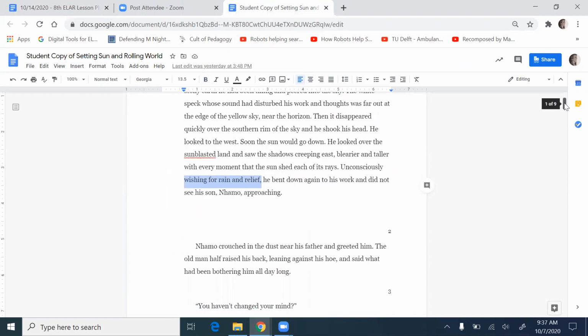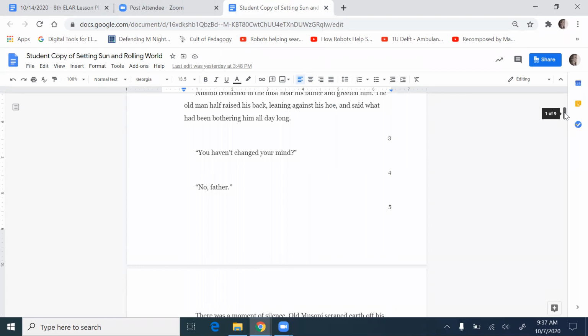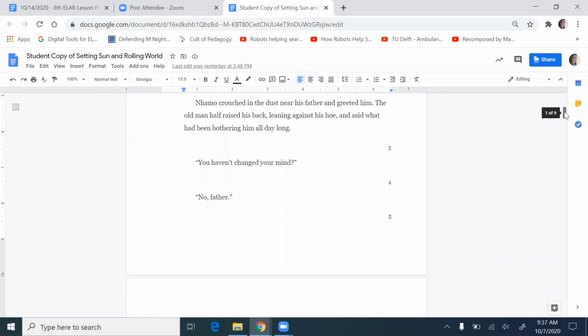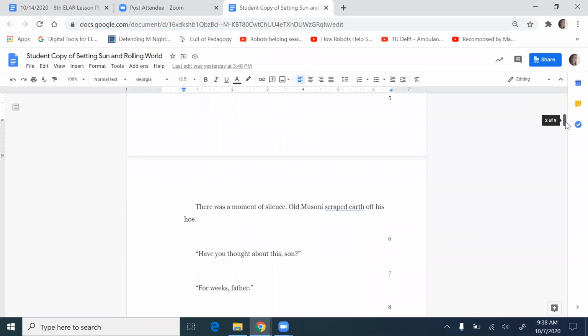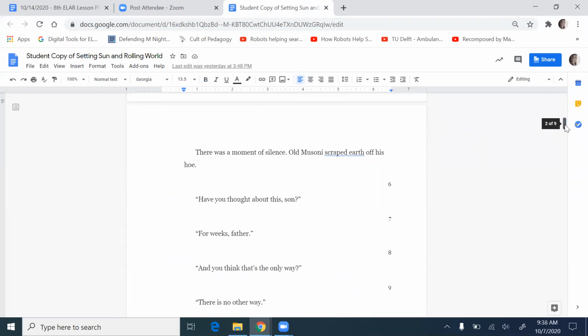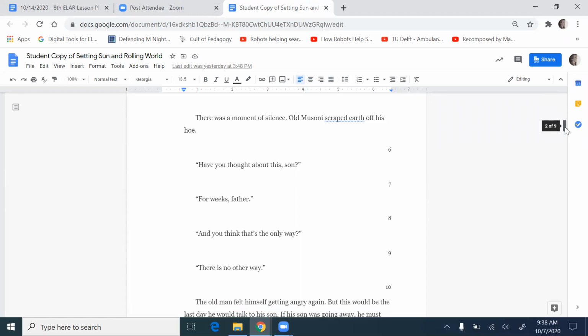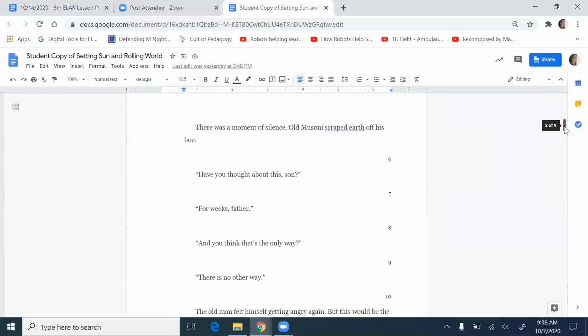Again, we're looking for what's the structure that's being used. Namo crouched in the dust near his father and greeted him. The old man half raised his back, leaning against his toe, and said what had been bothering him all day long. You haven't changed your mind? No, father. There was a moment of silence. Old Musoni scraped earth off his hoe. Have you thought about this, son? For weeks, father. And you think that's the only way? There is no other way.